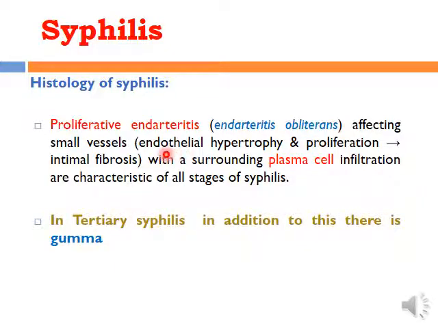Under the microscope, these blood vessels have endothelial cell proliferation, subintimal or intimal fibrosis, and then there is surrounding plasma cell infiltration. This vasculitis and mononuclear infiltrate are found in all stages of syphilis, and can be found at the primary stage, at the secondary stage, and in the tertiary stage you usually find gumma. This also can be found.